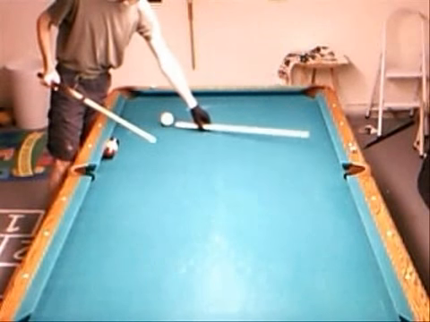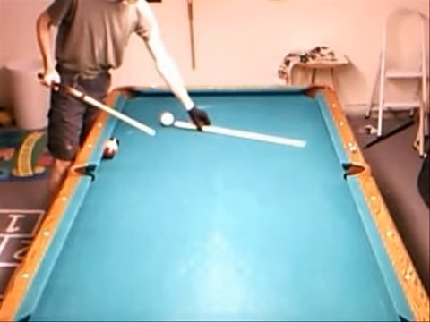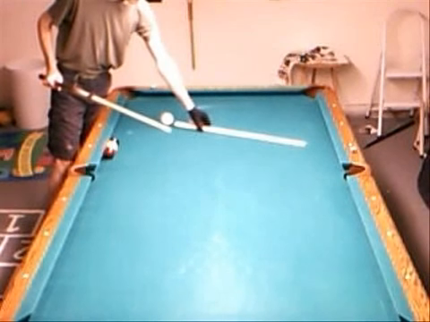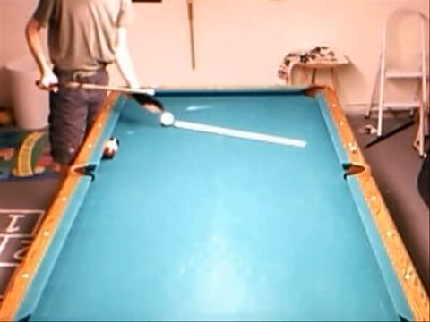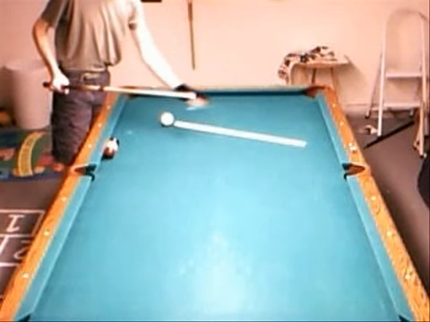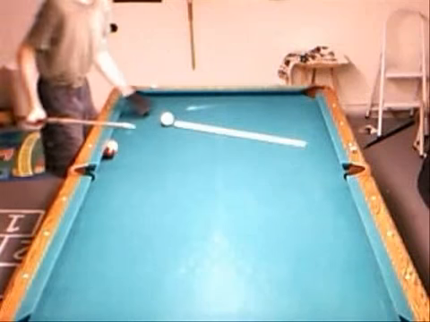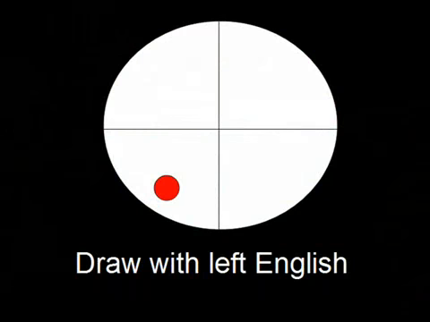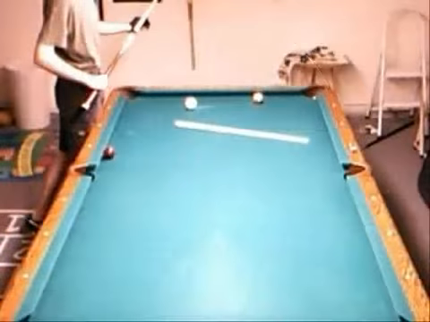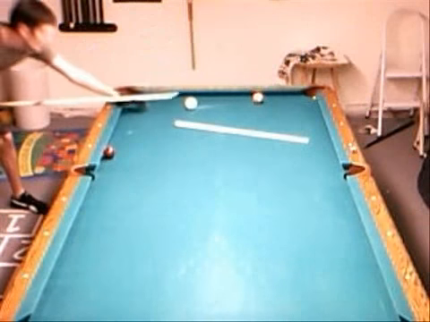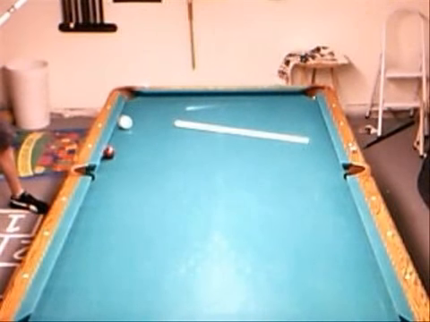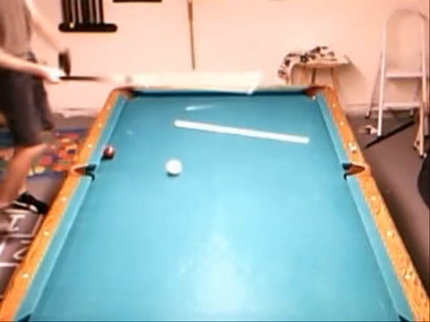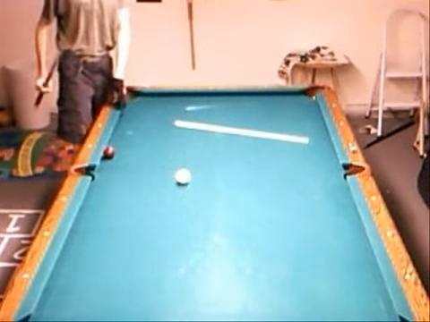To better help you visualize what the cue ball did, and so you can better visualize the differences, I'm going to place this cue, which is a rough approximation of what the path of the cue ball was upon contact with the rail. As shown in the diagram, this is draw in combination with left English. And notice the difference after contact with the rail.